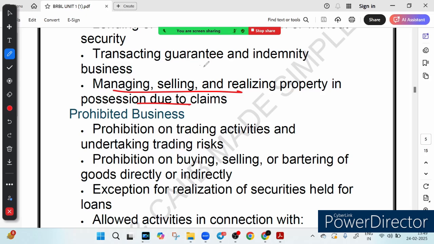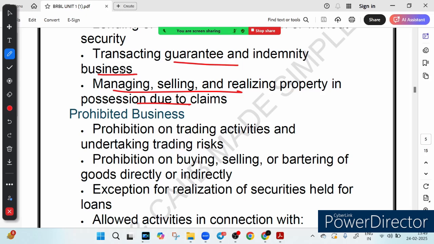And also there is transacting guarantee and indemnity business, which just means that a bank can act like a guarantor. They can promise to pay someone else's debt if they can't, right? And also they can lend with or without security. Whether you have collateral or not, a bank can lend you money.